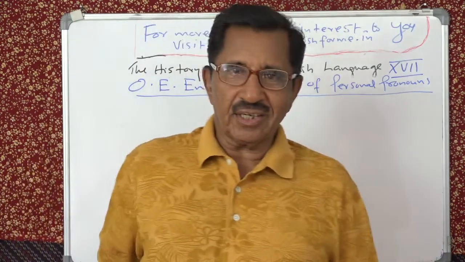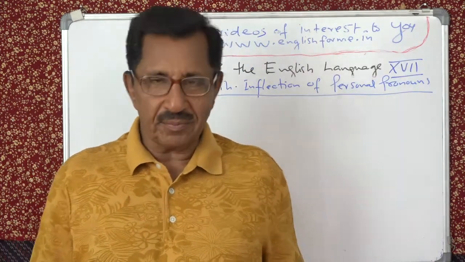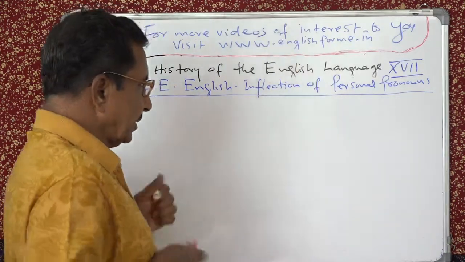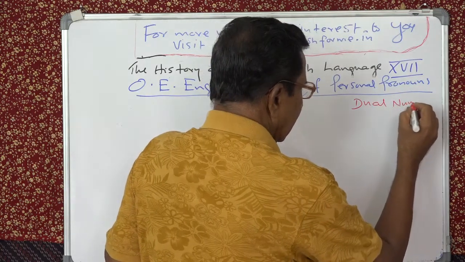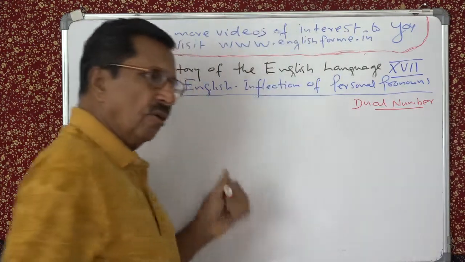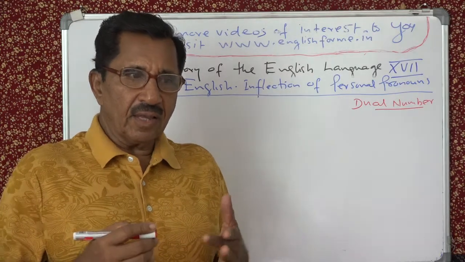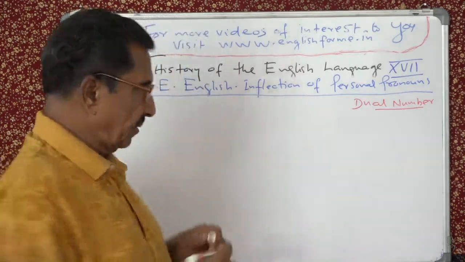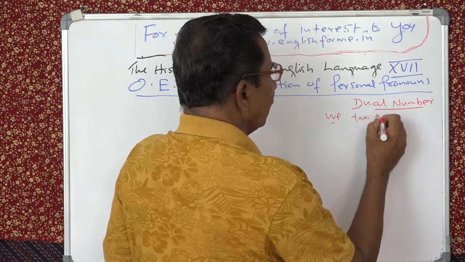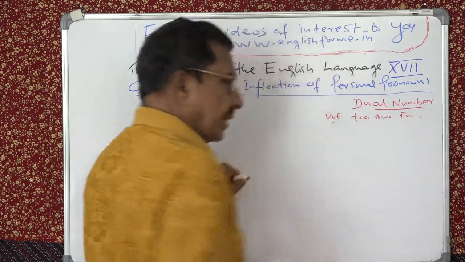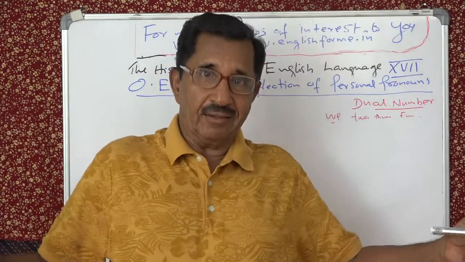In addition to this, Old English had one more number, that is dual number. Dual number means for two persons. So we have today in modern English only singular and plural, two numbers. But Old English, for example, if you say we two, they will say wit. For modern English, we means 2, 3, 4, 5, 6, anybody. Any number. 100 persons can stand together and say, we are.